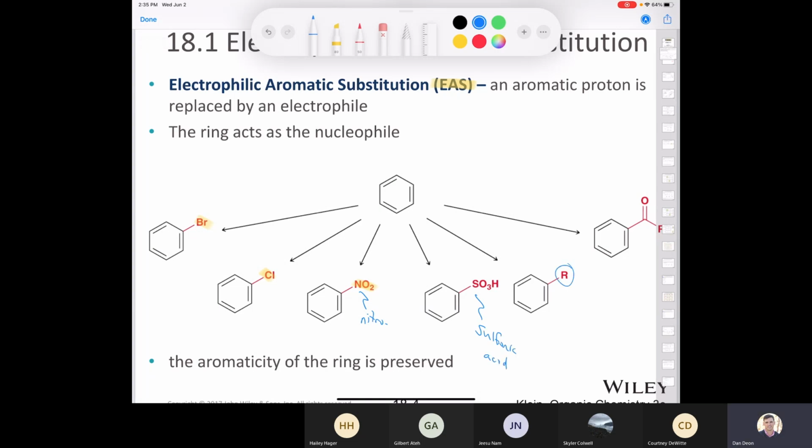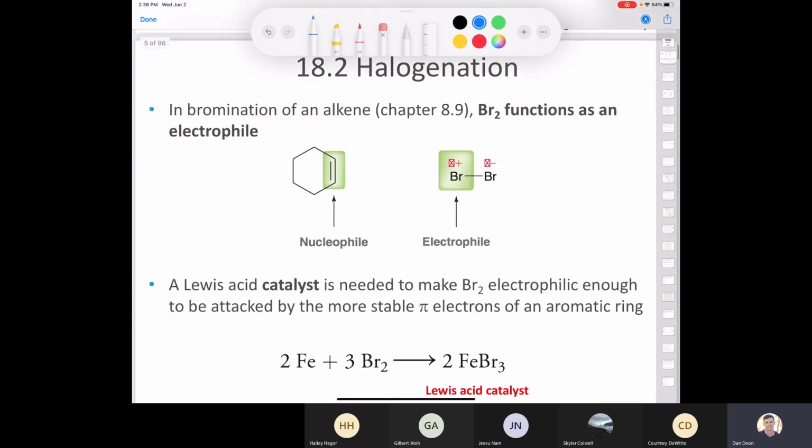This one here, of course, is an alkyl group. So we're going to be able to install an alkyl group, and then this one here is an acyl group. Okay, so we're going to look at all of these different types of substitution reactions where we can add these different groups to the ring. And notice that the aromaticity of the ring is still intact. No matter which one of these substitutions we look at, we still have that six-membered ring with the alternating pi and sigma bonds. All right, well, let's get back into that halogenation of the alkene, right?